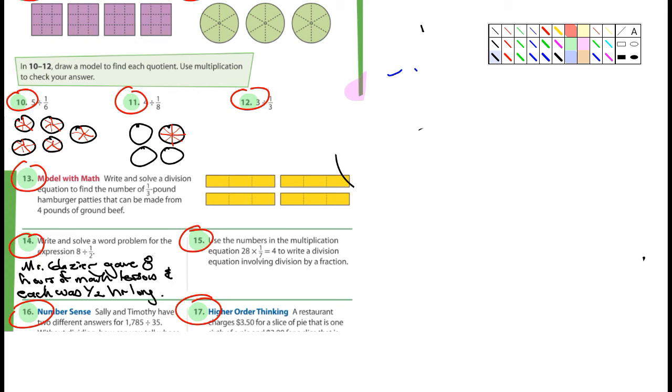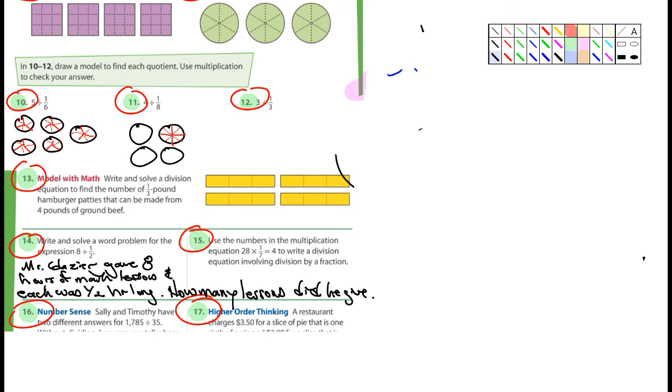Okay. And I ran out of room. How many lessons did he give? Should have come up with something shorter. I ran out of room.